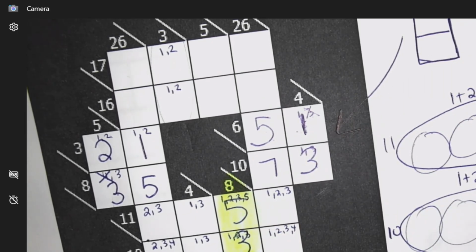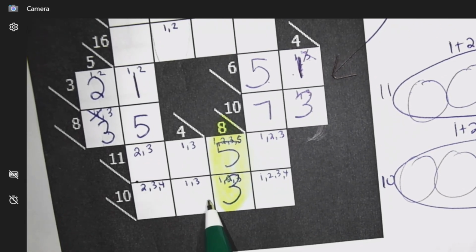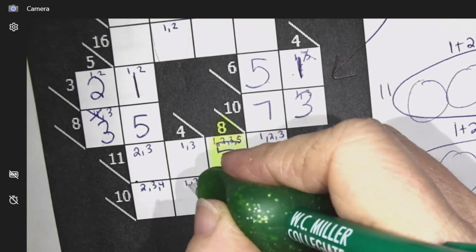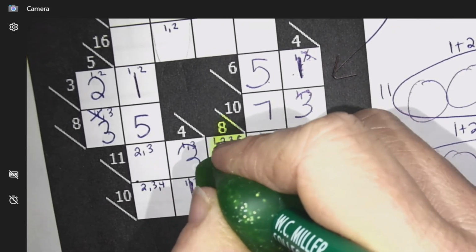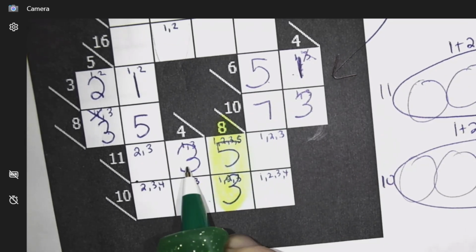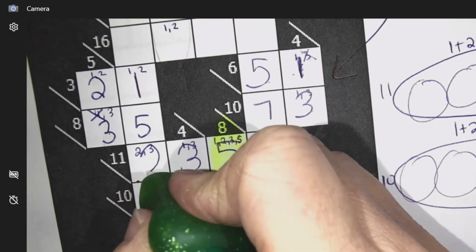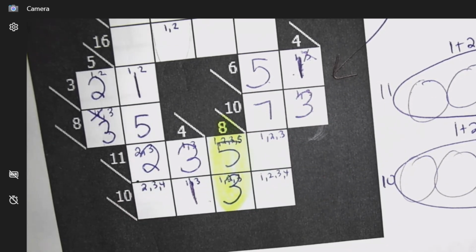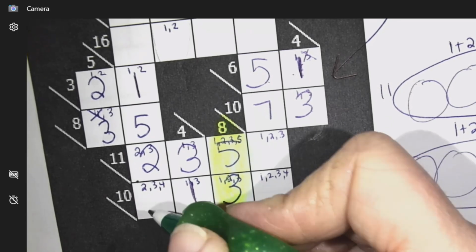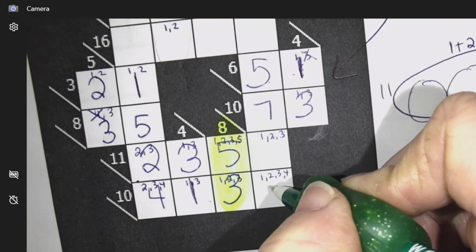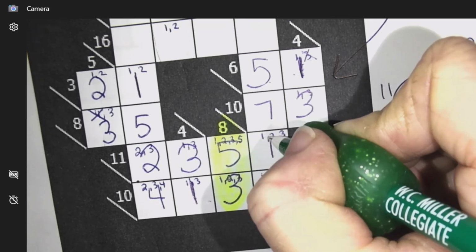Okay, so guess what this has to be right here then? 1. This has to be a 3. This has to be a 2. I can finish this whole section out. This has to be a 4. 4, 2, 1.